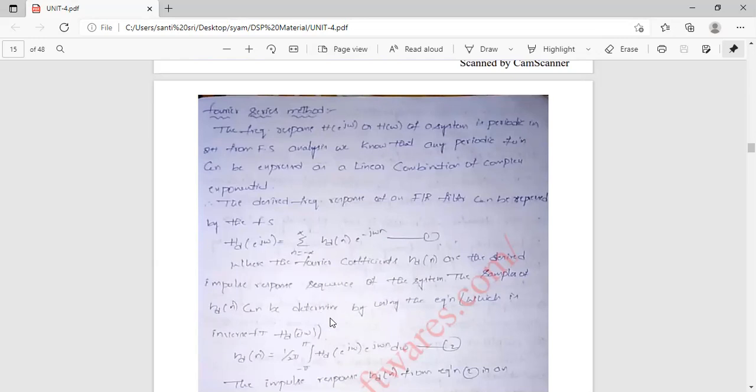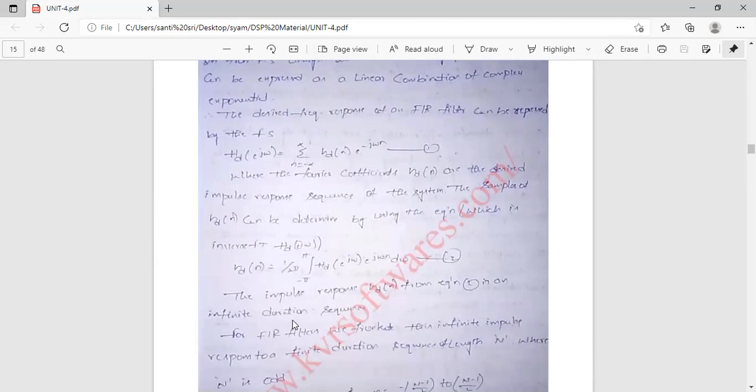The samples of Hd of n can be determined by using the inverse Fourier transform of Hd of e power j omega, that is, Hd of n equal to 1 by 2 pi integral from minus pi to pi of Hd of e power j omega into e power plus j omega n d omega. That is equation number 2. So the impulse response Hd of n from equation number 2 is an infinite duration sequence.